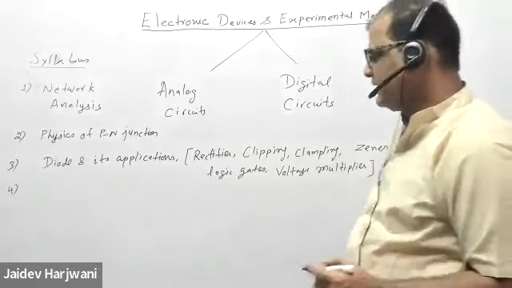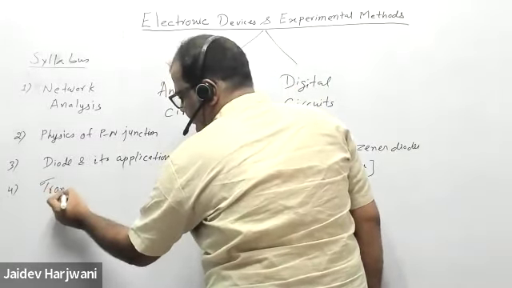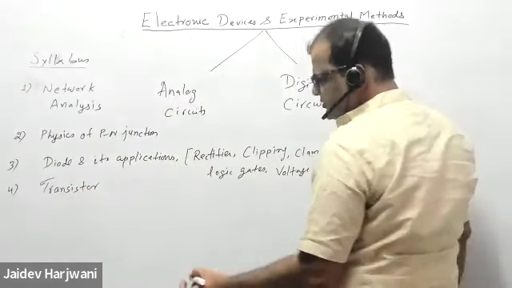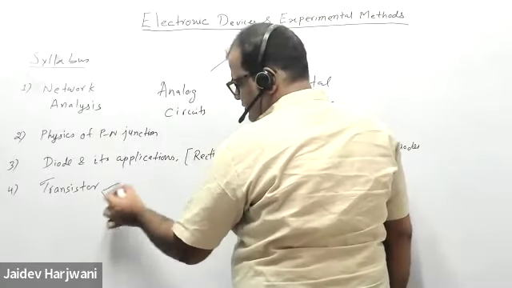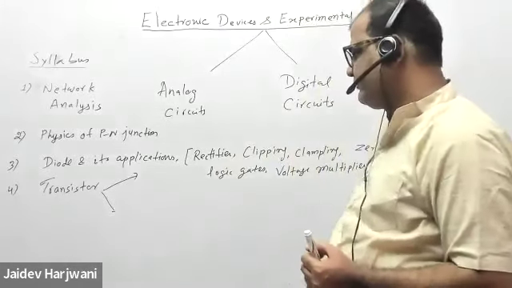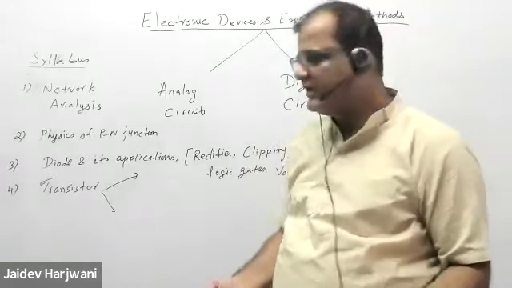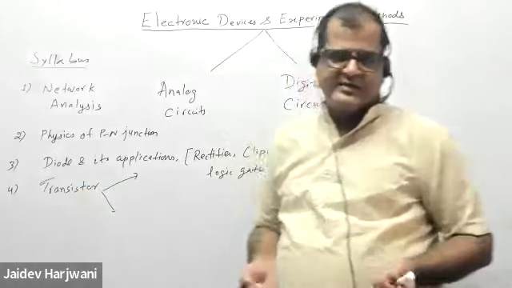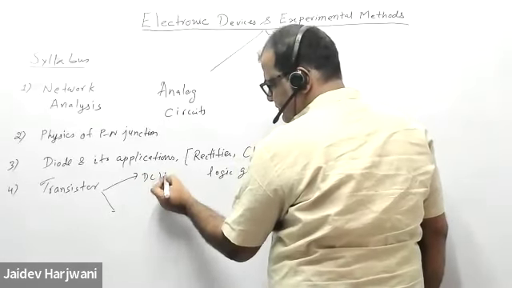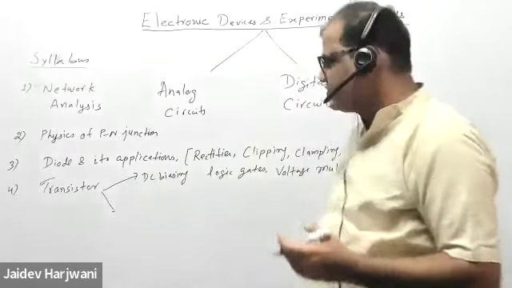And the next chapter will be the transistor. Mainly we will discuss the bipolar junction transistor. Transistor also has two parts. The main use of a transistor is in amplifier circuits, amplification. If I want my transistor to work as an amplifier, I need to apply a certain kind of biasing to it. So the first part will be DC biasing, which is essential for the operation of the transistor.